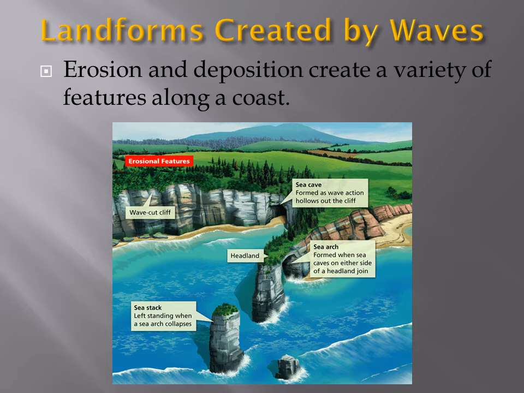Landforms created by waves. Erosion and deposition create a variety of features along a coast. As you can see in this picture, the erosional features create different types of landforms like wave-cut cliff, sea cave, sea arch, headland, sea stack, etc.